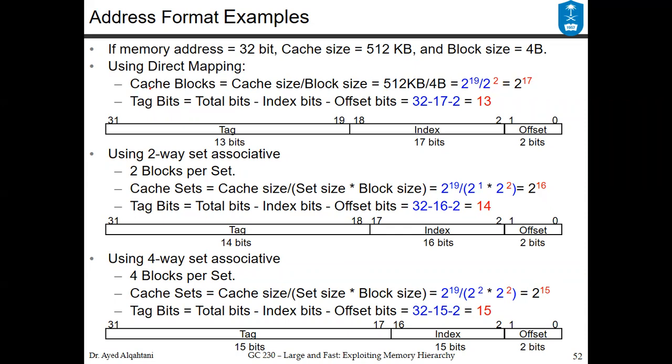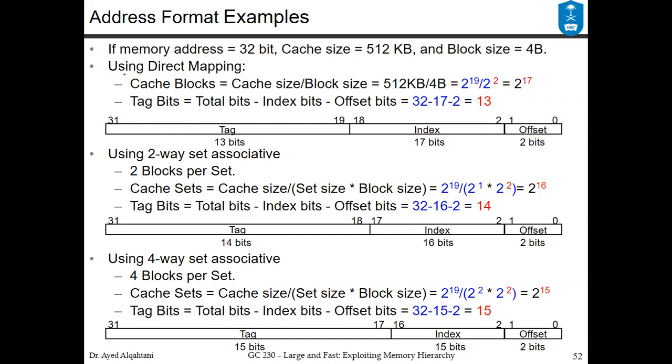And now, since you have this many cache blocks, you need 17 bits in the index. And you need 2 bits because this is the block size. From the block size, you take the power, and this would be your offset. Your offset is going to be 2 bits. And you subtract 17 plus 2 from 32. This is 32 minus 19, and this is equal to 13 bits in the tag.